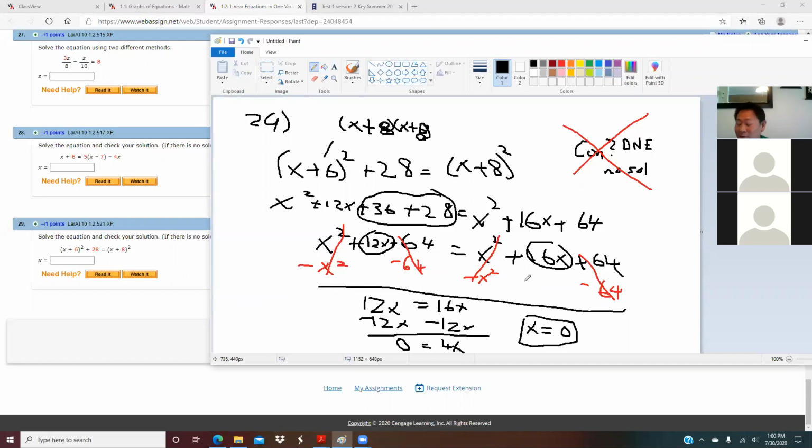So I just want to point out to you guys that if your x is still alive, I always use the word alive, it is not a contradiction. The only time that you get a contradiction is when your x is canceled out and your number is still alive, then you get yourself a contradiction. So make sure you guys know the difference between contradictions and no contradictions.